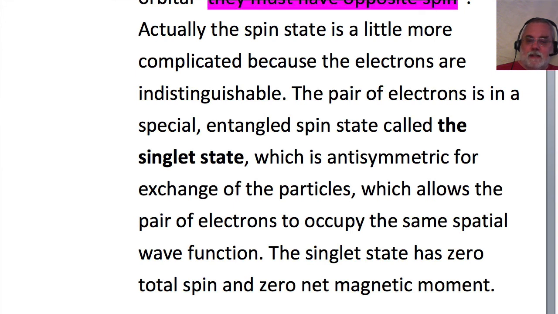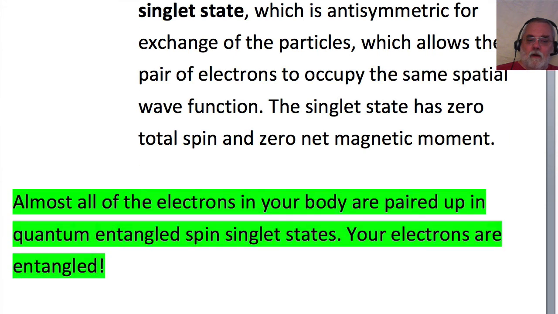The singlet state has 0 total spin and 0 net magnetic moment. Almost all of the electrons in your body are paired up in quantum entangled spin singlet states. Your electrons are entangled. You may see articles about quantum computing or other technologies talking about how special quantum entangled states are. And they are, but those articles are talking about 2 particles that are separated from one another, not bound together.